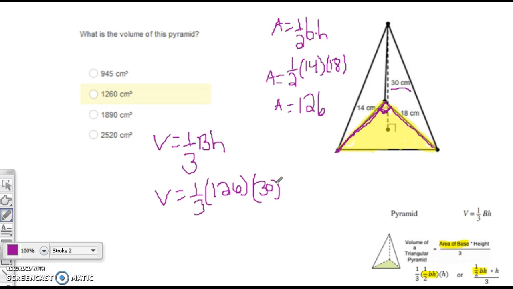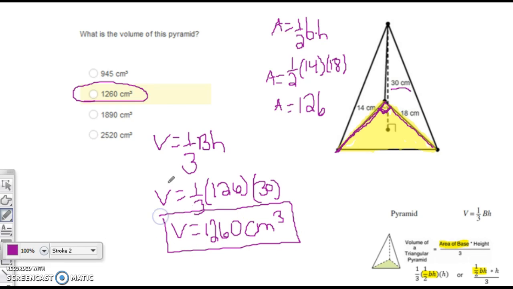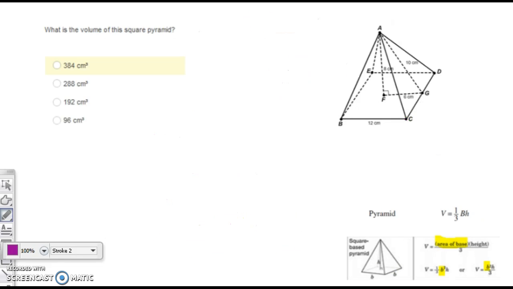And I got, what did I get? Let me type this in. Sorry for the awkward pause there. I had to type it in my calculator because I couldn't quite do that in my head. But it is 1,260 centimeters cubed. Let's try the next one.